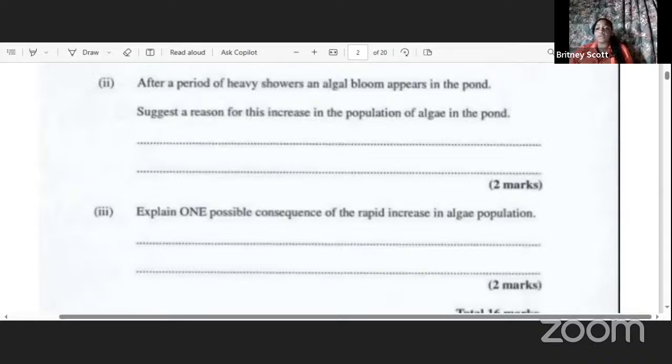After a period of heavy showers, an algal bloom appears in the pond. Suggest a reason for this increase in the population of algae in the pond. So after a period of showers, an algal bloom appears in the pond. Suggest a reason for this increase in the population of algae in the pond.